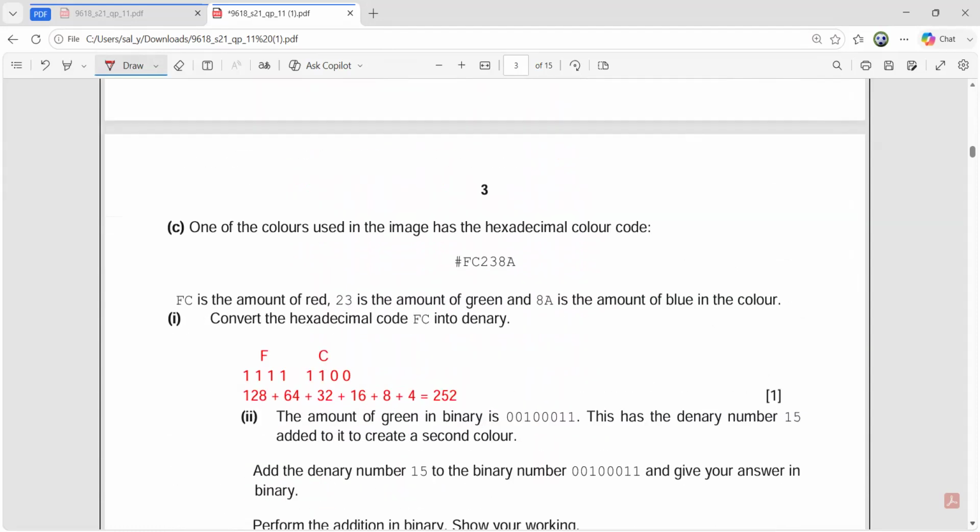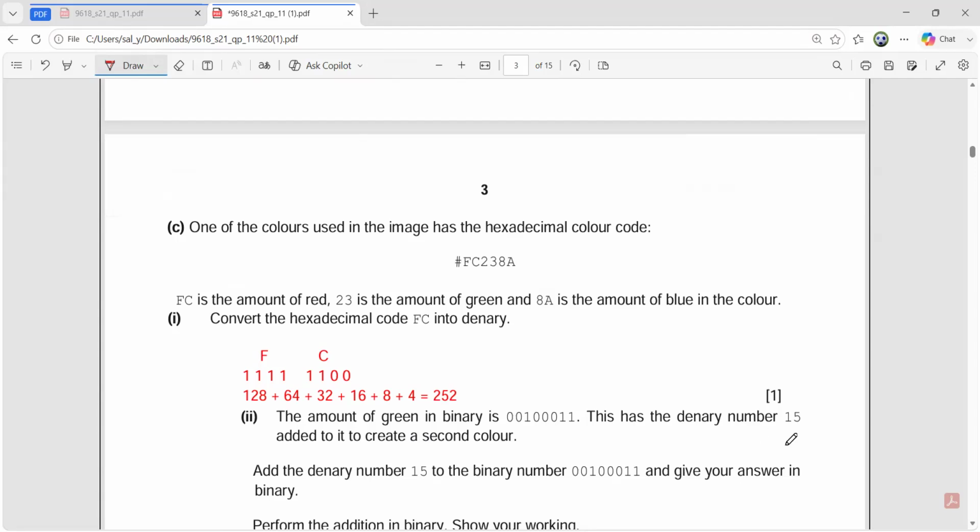One of the colors used in the image has the hexadecimal color code #FC238A. FC is the amount of red, 23 is the amount of green, and 8A is the amount of blue in the color. Convert the hexadecimal FC into denary. Now, you have learned different methods. It's converting a hex value to its equivalent denary.